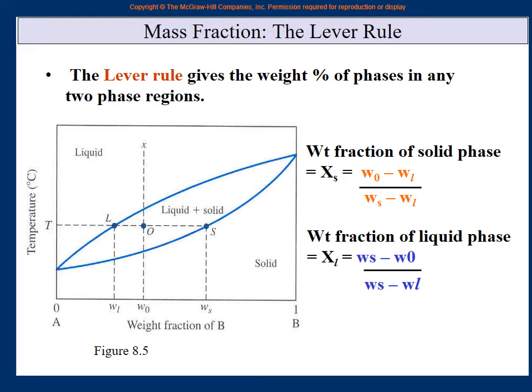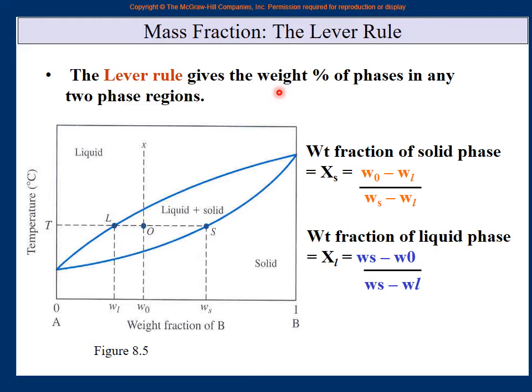So now we start some calculation business in the phase diagrams. What you see is the lever rule. The lever rule gives the weight percent of phases in any two-phase region. And weight percent is just an old terminology. Actually, it is mass fraction, right? But earlier, mass and weight used to be the same thing.